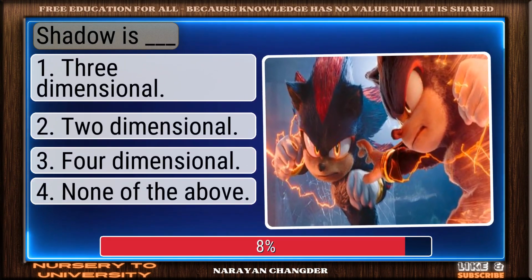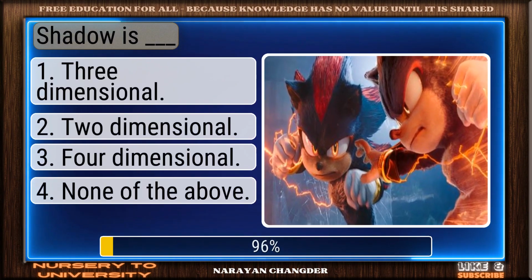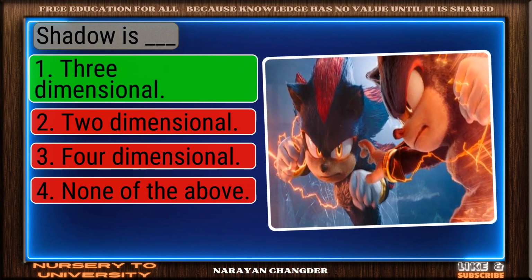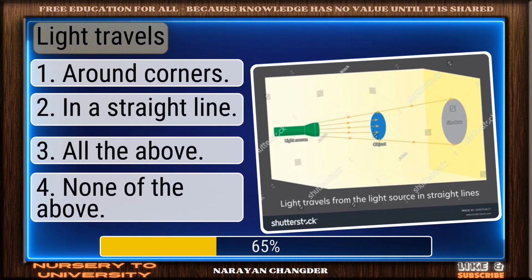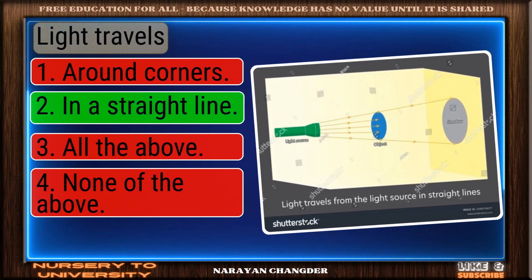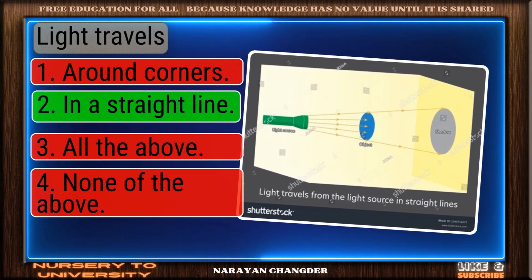Shadow is dash. Correct. Three-dimensional is the right answer. Light travels. You chose in a straight line, and it is correct.